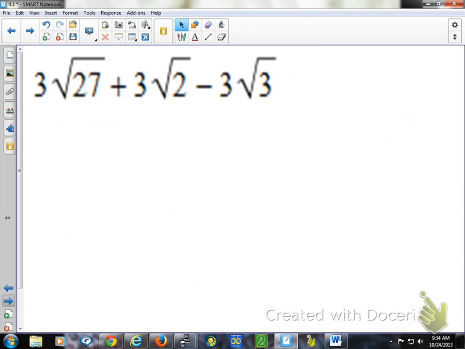Hey, Cody. Up there. What's the only one we can reduce? 27. That's right, the 27. And what does it reduce into? 9 and 3. Awesome.